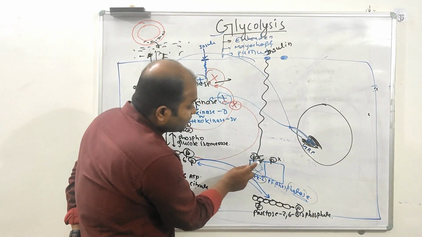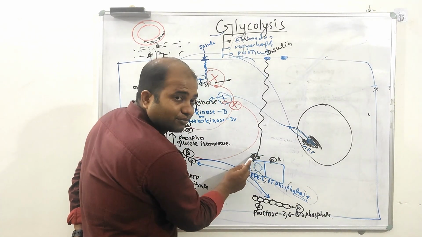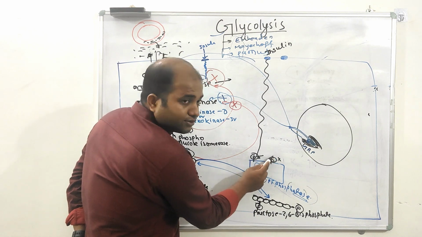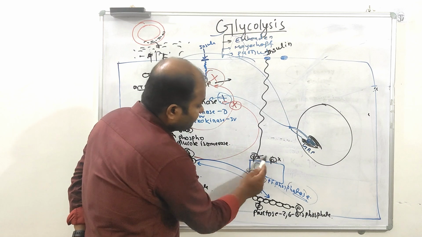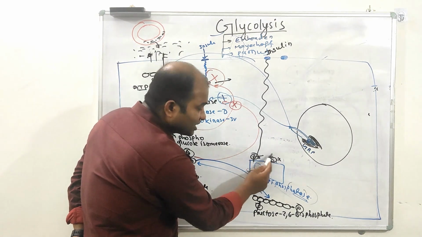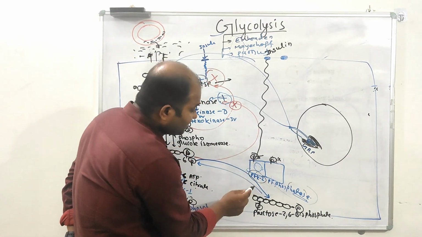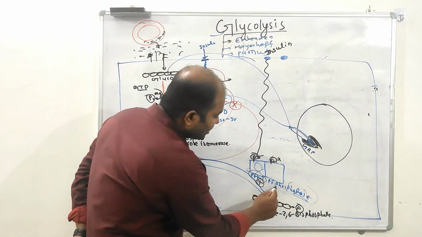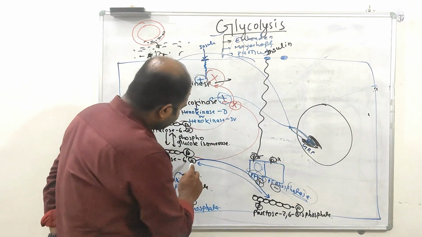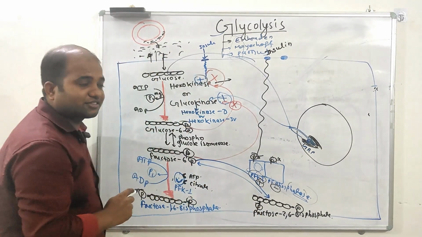Remember this: insulin is removing the phosphate, dephosphorylation from both sides. So when phosphate is removed from these enzymes, what will happen? This activity will increase and this activity will be inhibited. That means reactions will move in the forward direction.